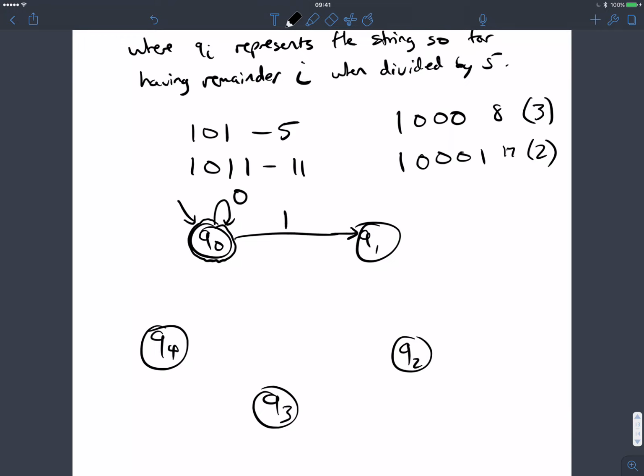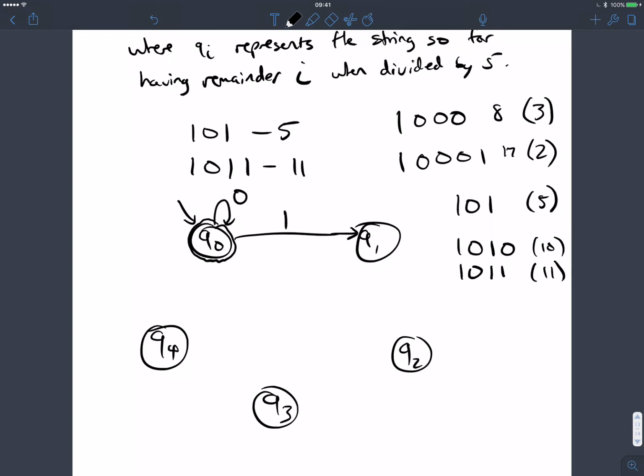So if I have 101, which is 5 like before, that's divisible by 5. So I would be in Q0 at this point. If I saw another 0, well, that number is what? 10, exactly. Is 10 divisible by 5? Yes. What if instead I saw 1011, which is obviously 11?